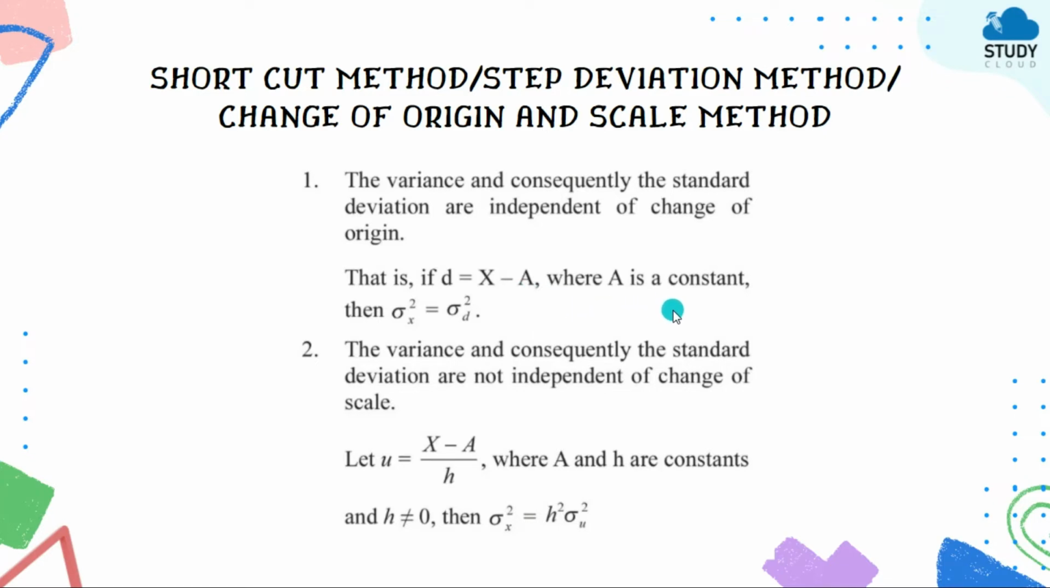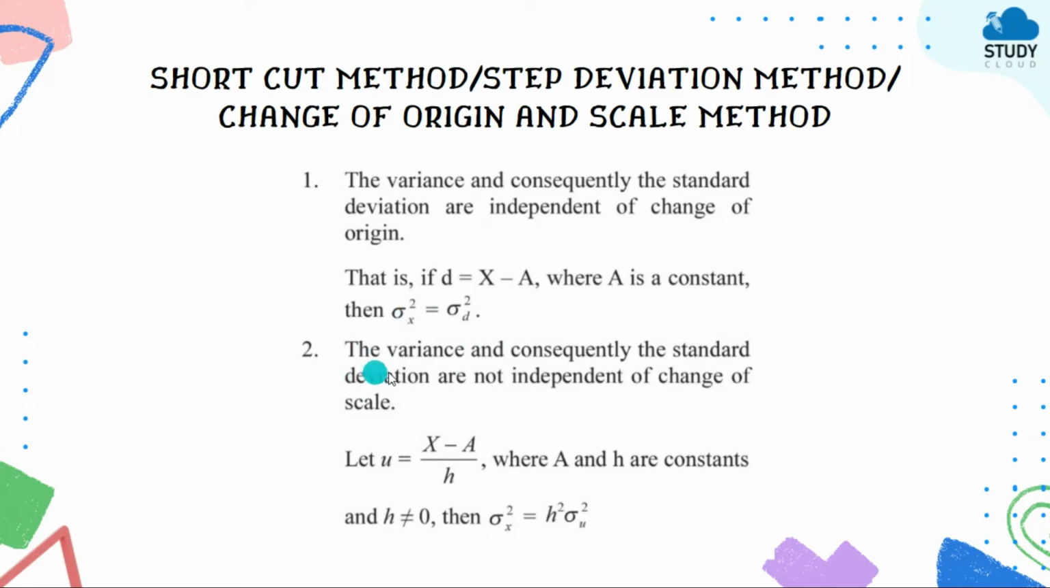It means that a is a class mark of the middle class interval if the number of classes is odd. If the number of classes is even, then there will be two middle class intervals, and a is a class mark of the one which has the highest or greater frequency. So a you have to take from the table itself and subtract it from x. Then sigma x square is equal to sigma square d. Now this we will do in the question itself.